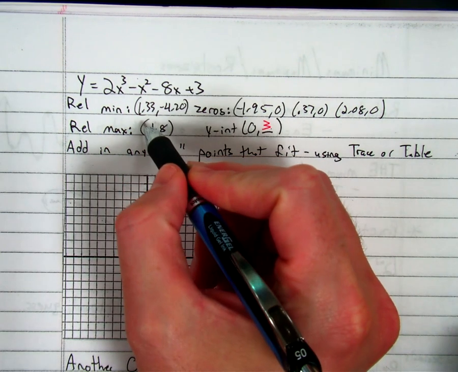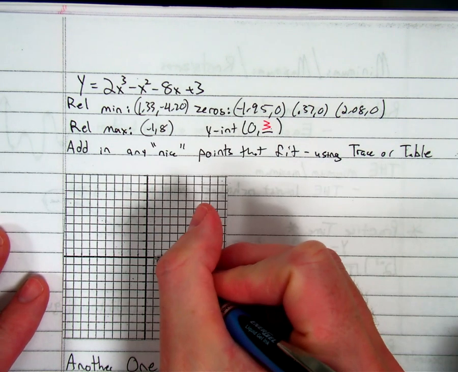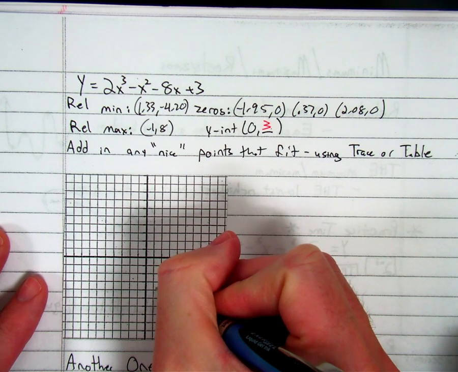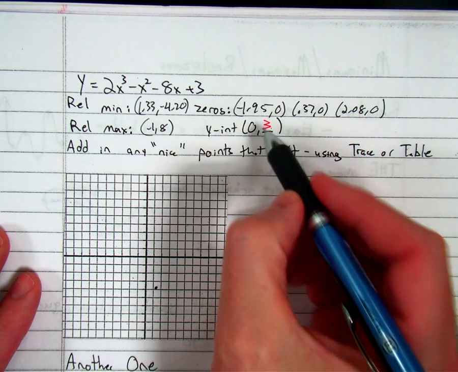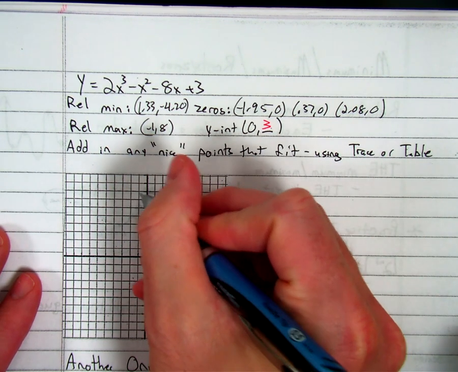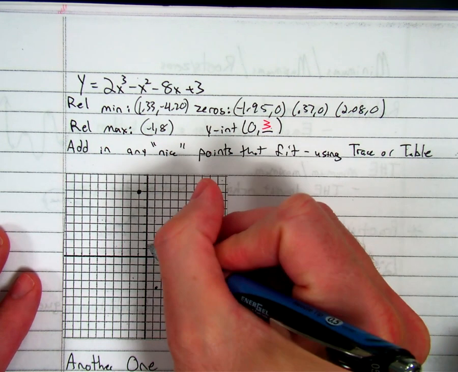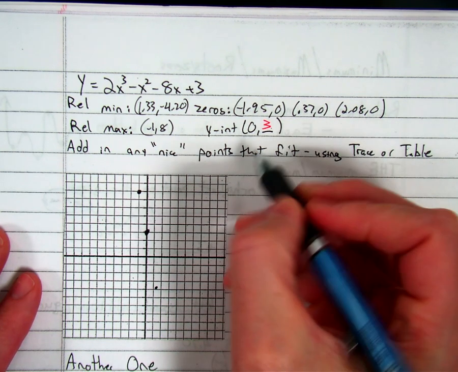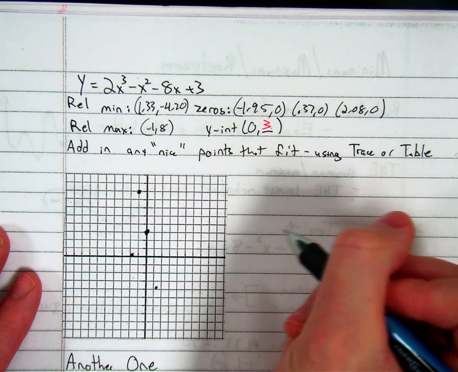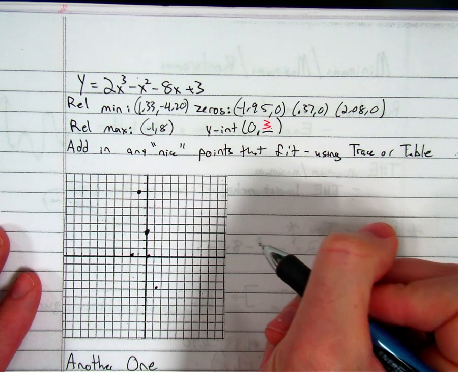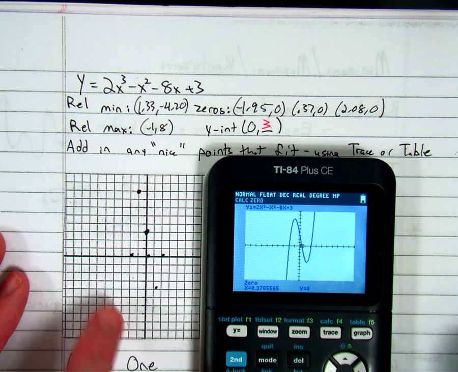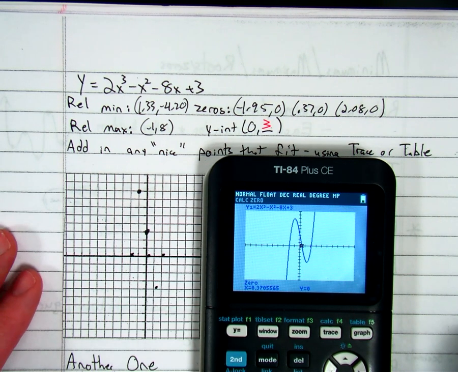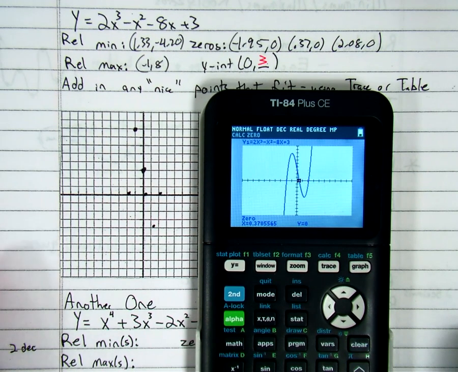Okay, but for now, I think we're just going to need to do 1.33, comma negative 1, 2, 3, 4.7 is almost down to 5. Negative 1, positive 8, 0, comma 3. Okay, then our zeros, we got negative 1.950, 0.370, and 2.080. And you can see how it's starting to look like this one over here. Okay?